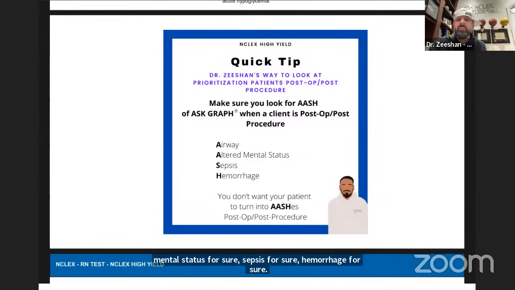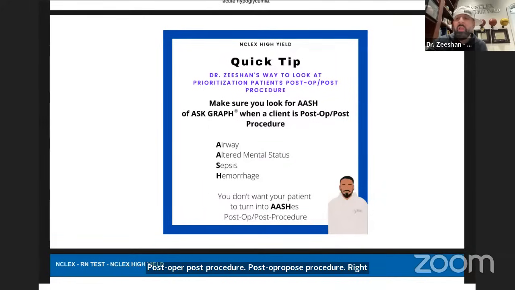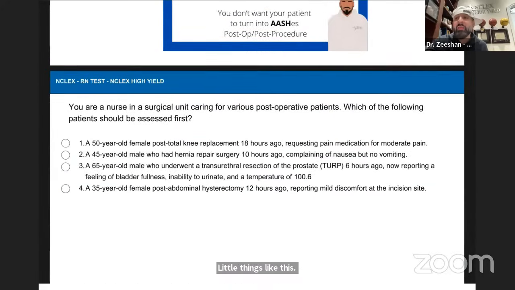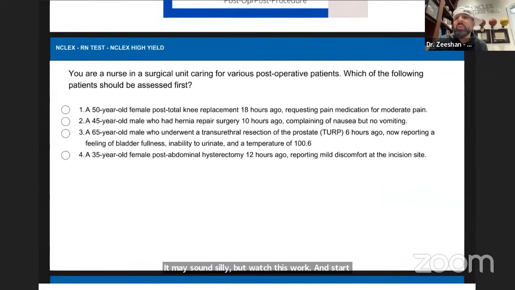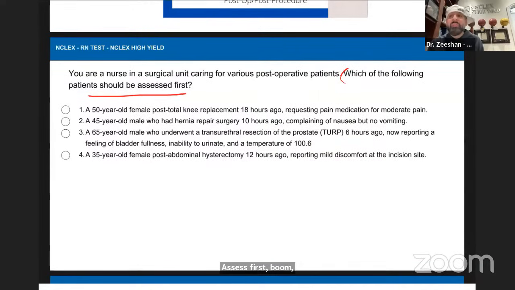Watch how this works out. The phrase that I came up with was, you don't want your patient to turn to ashes post-op or post-procedure. Little things like this may sound silly, but watch this work. And start applying it now. Which of the following should be assessed first? Boom, I already know it's a prioritization question because I started with the last part. I use the method.